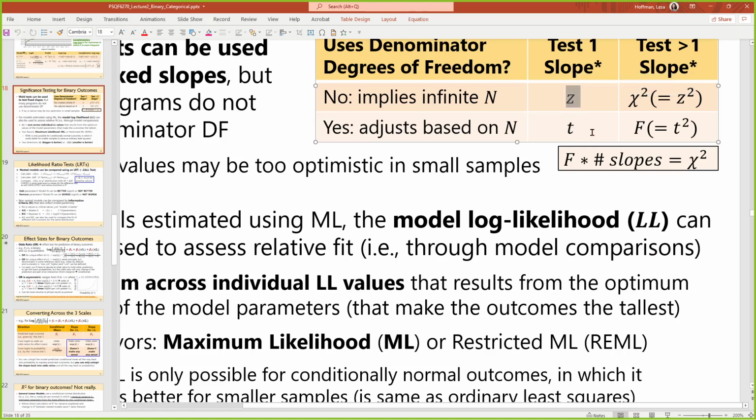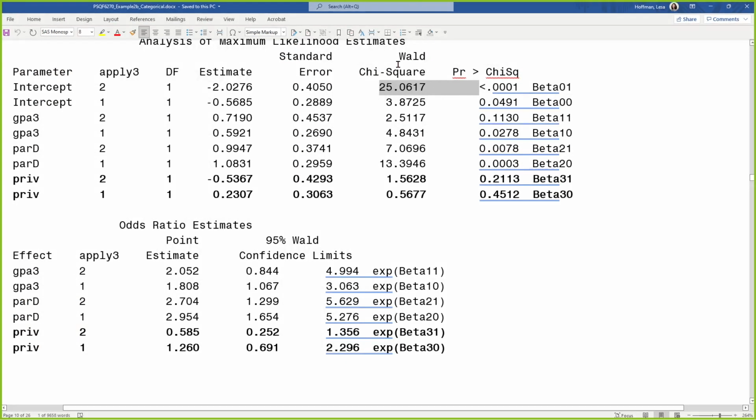So Z is the same thing as chi-square if you square it. And T squared is F. So this column right here is Z squared instead of Z, for reasons that I don't know. But I know I can get back to Z if I wanted it. So in homework, I try to specify what test statistic I want, because there are 4 possibilities. And you can go back and forth to some extent, but not always.